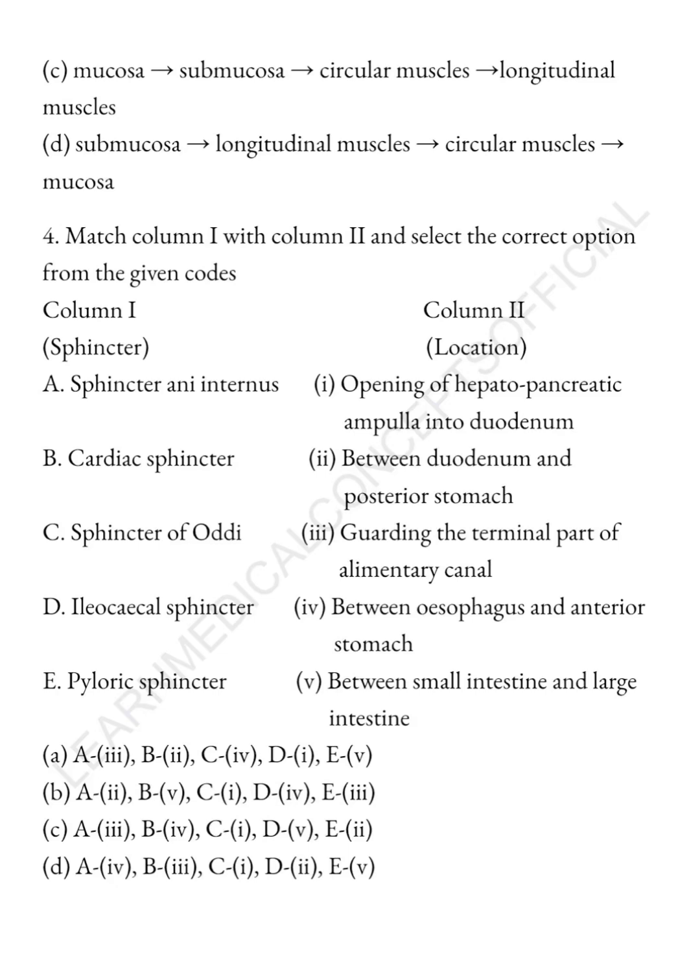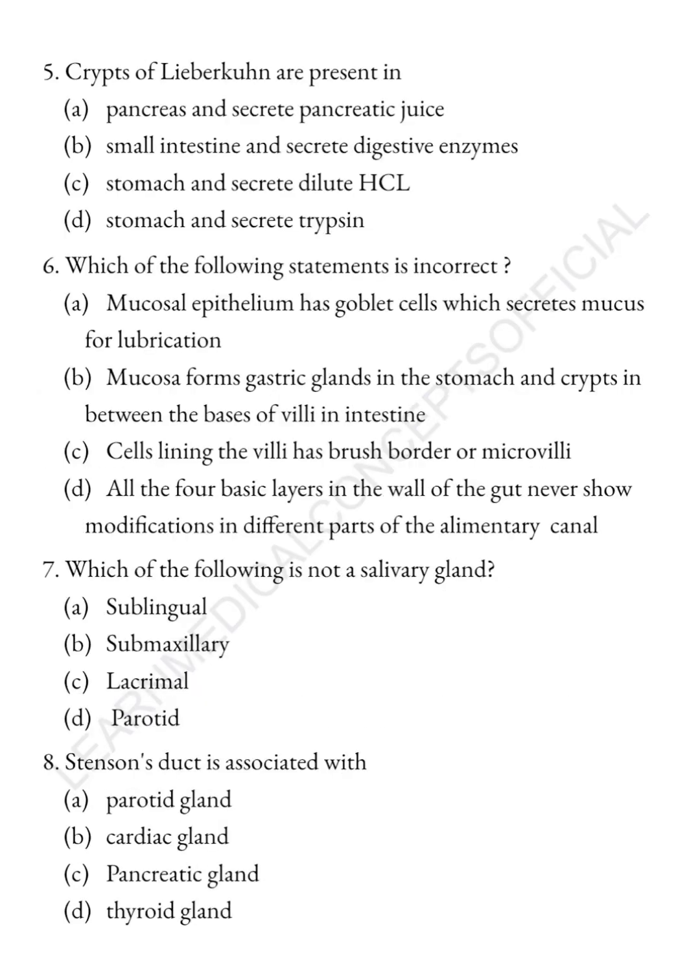And the correct option is option C. That means the sphincter ani internus is guarding the terminal part of the alimentary canal, and the cardiac sphincter is between the esophagus and the anterior stomach. Sphincter of Oddi is the opening of the hepatopancreatic ampulla into the duodenum. Ileocecal sphincter is between the small intestine and the large intestine, and the pyloric sphincter is between the duodenum and the posterior stomach.